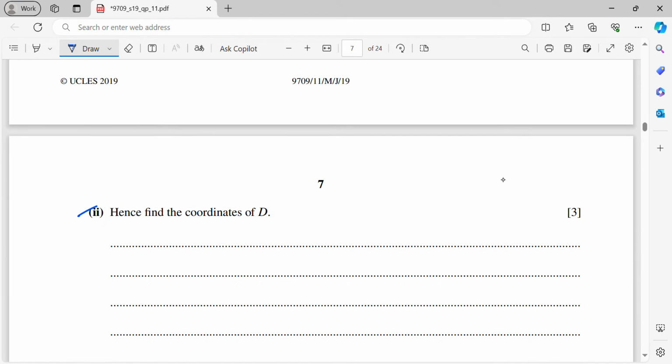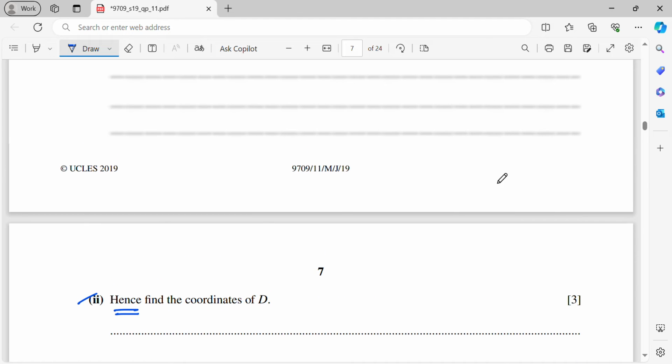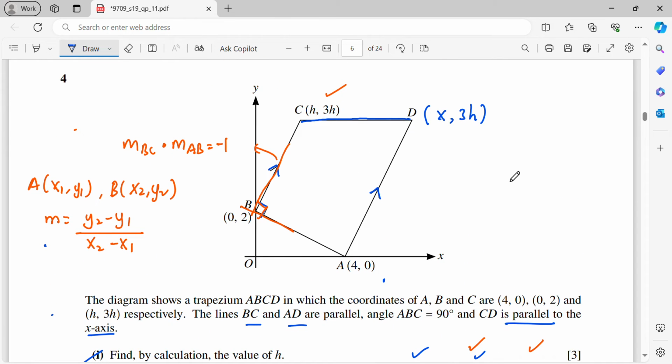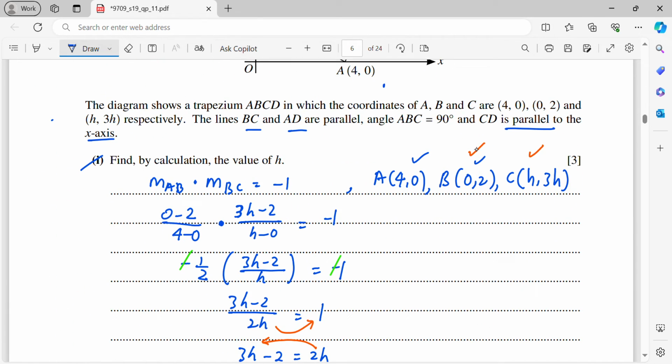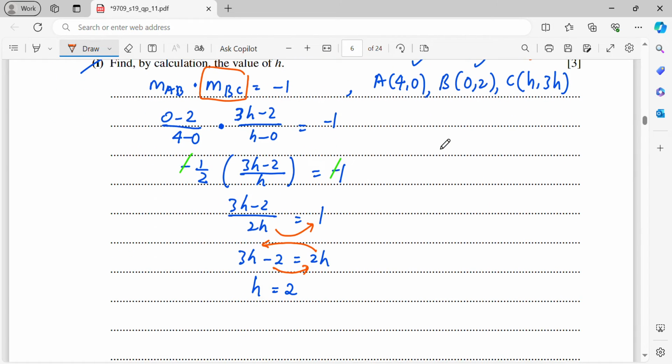Okay, next question. Hence means use the h value that you have just found, find the coordinates of D. Right? So from here, look at here, I know that the y coordinates of the D is 3h, right? But then the x we do not know. Therefore, now use these two information, the arrows, means that the BC is parallel to AD, right? So now I have to find out what is my gradients for BC first. So basically, gradients of BC is here. This is BC, right?